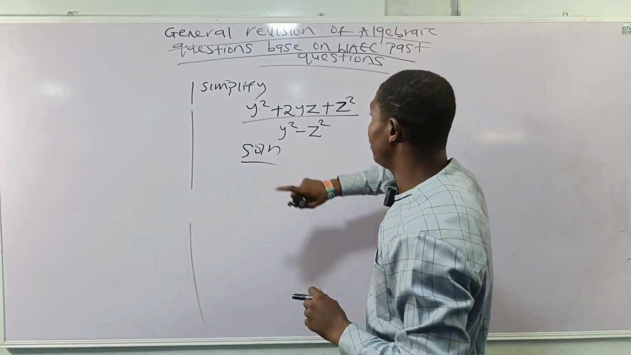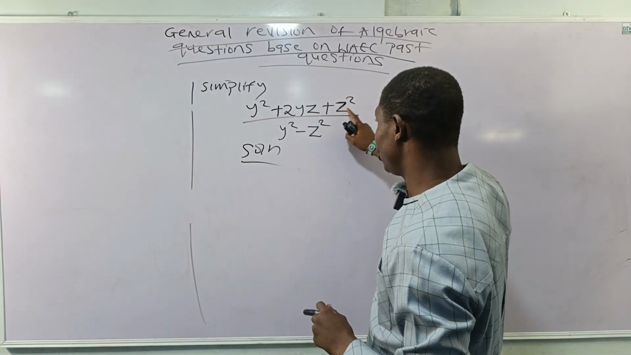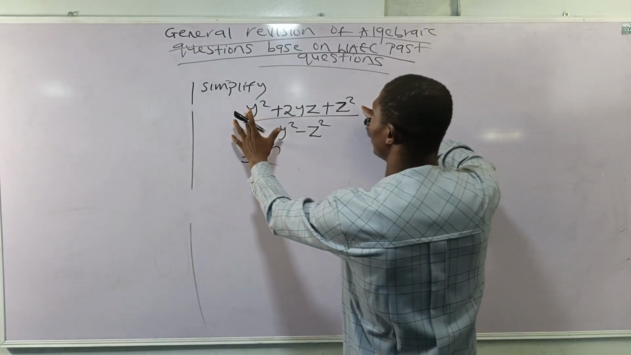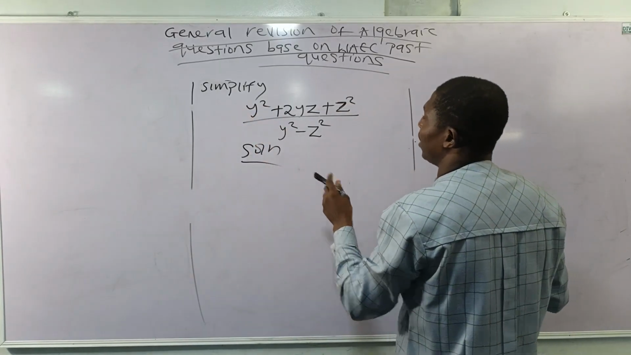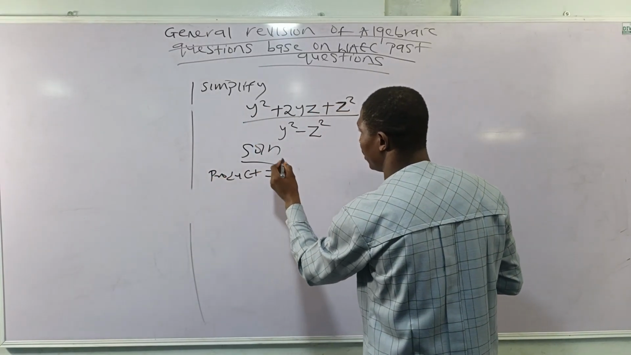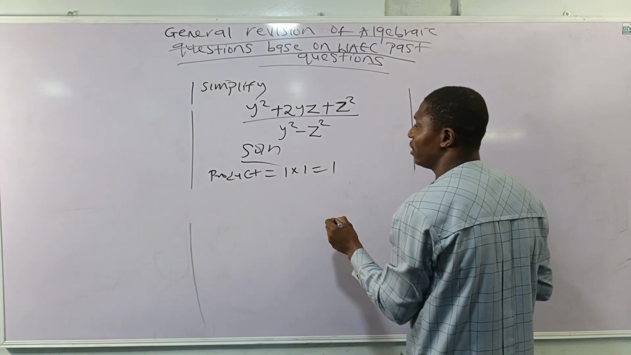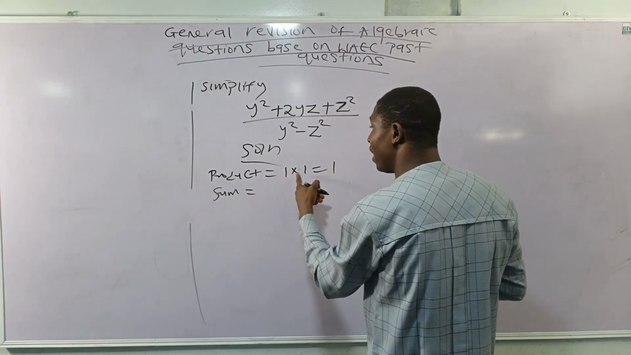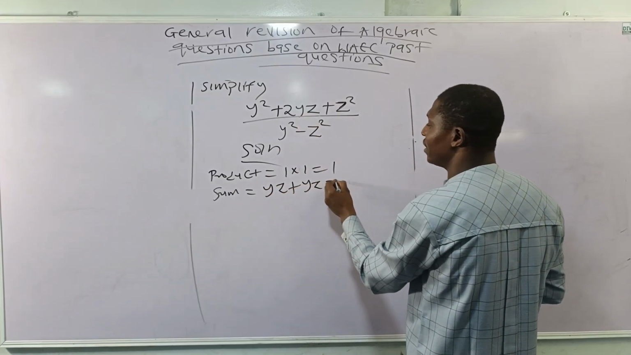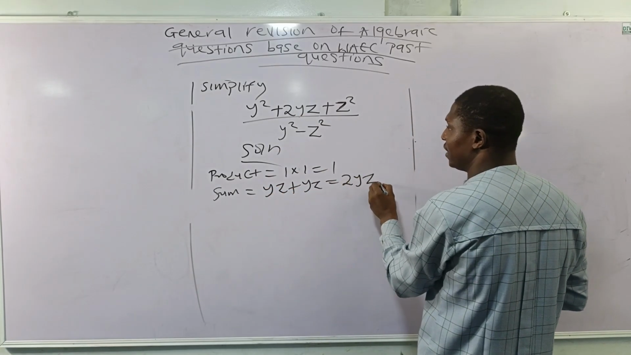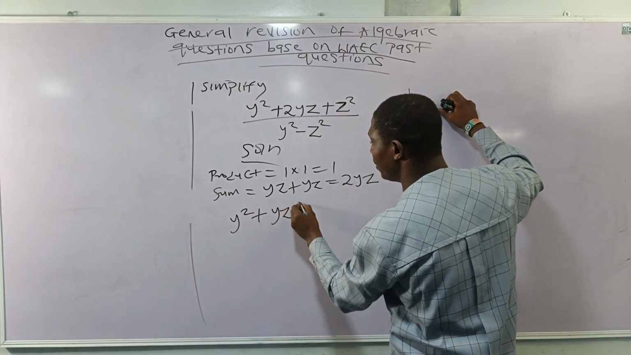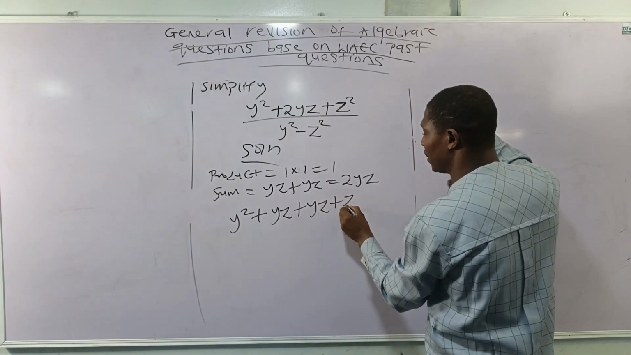They say we should simplify y squared plus 2yz plus z squared all over y squared minus z squared. How do we do this? We focus on the two that carry square at the edges, and their coefficient is 1, 1. So our product, if you've been following the classes, is 1 times 1, which equals 1. And our sum, therefore, since they have 1, 1, can be replaced by yz plus yz, to replace 2yz. So at the top, we have y squared plus yz plus yz plus z squared.